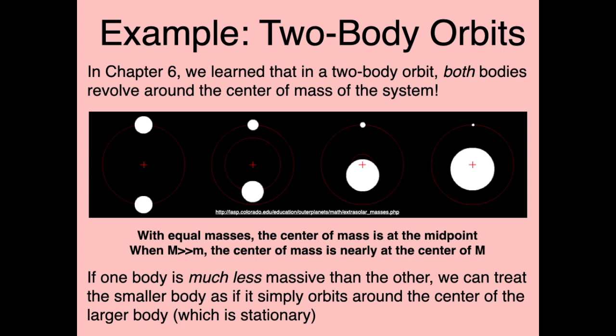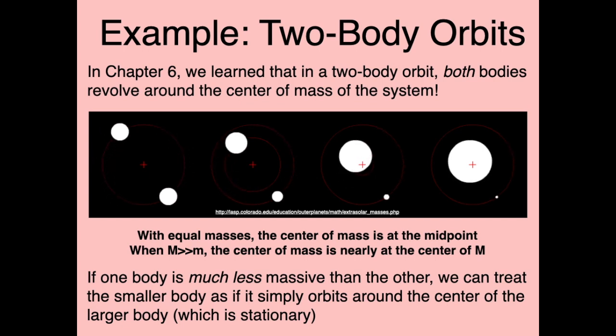Now, on the left-hand side, on the leftmost panel, we have two objects with the same mass. So the center of mass is right in between them, at the midpoint. On the other hand, as we make our way to the right, there starts to be a bigger and bigger difference between the two masses. Okay, so when we have the very rightmost panel, you see that the center of mass is really, really close to the center of the larger object. Okay, but in each case, we're marking the center of mass with a little red cross.